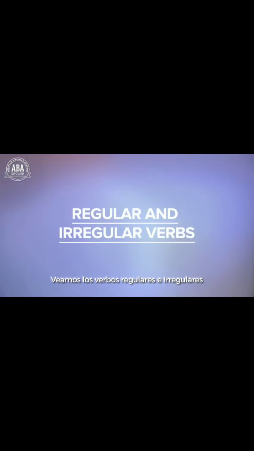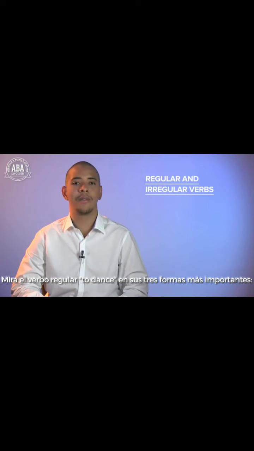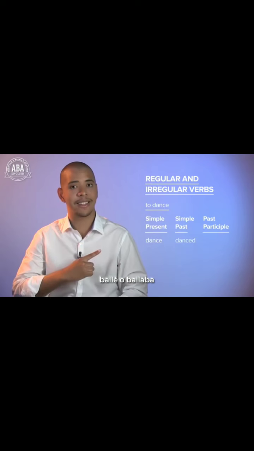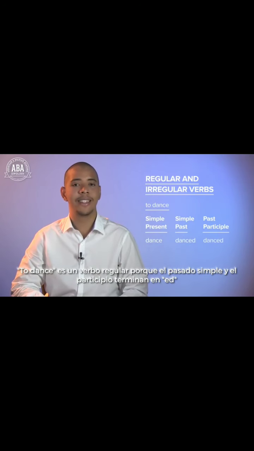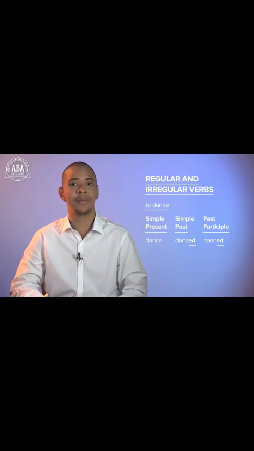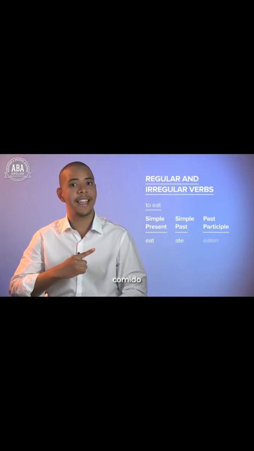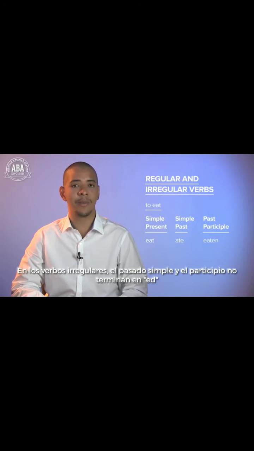Let's look at regular and irregular verbs. Look at the regular verb to dance in its three most important forms: simple present, simple past, and past participle. Dance, danced, and danced. To dance is a regular verb because the past simple and the past participle end in ed. Now look at the irregular verb to eat. Eat, ate, eaten. In irregular verbs, the simple past and the past participle do not end in ed.